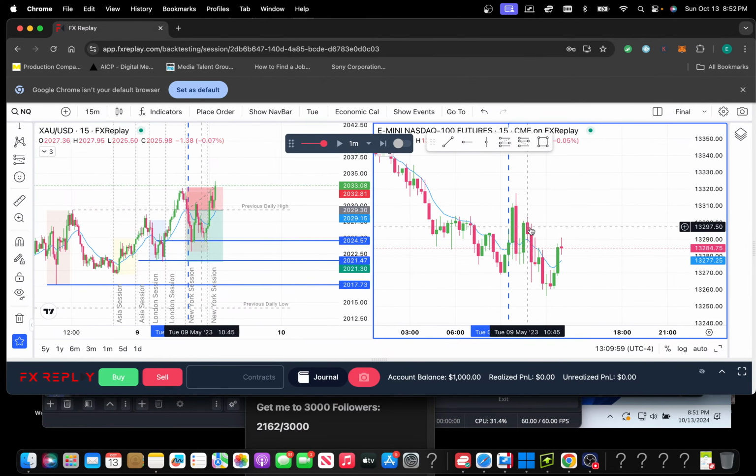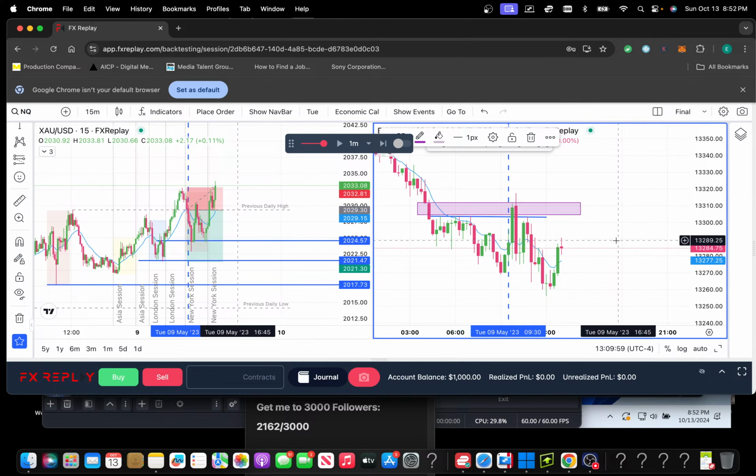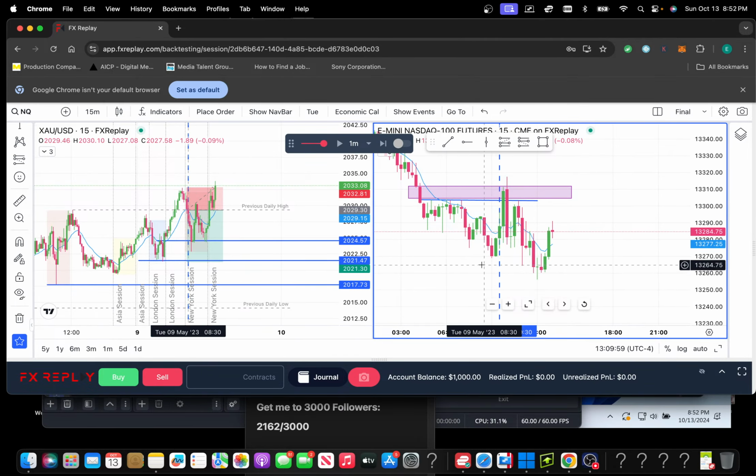Okay, now NQ, what did we get? All right, we came up and swept all this liquidity. Liquidity before a fair value gap is called inducement, but you don't even need to know what that means. You have a fair value gap. We came up into it, and then we reversed down and took out these lows.